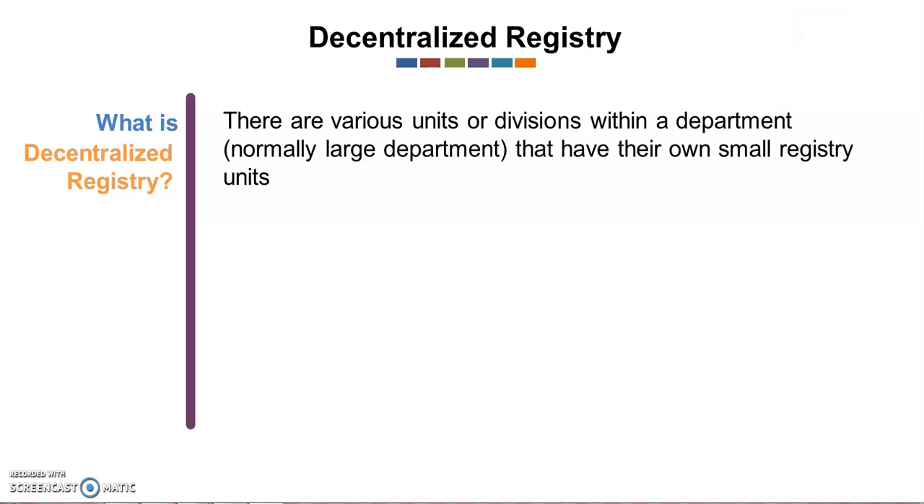Even within one department, they do not only have one registry, but also various registries inside the one department. Why? Because of the large size. However, back to the first point, it will depend on the needs of the organization, especially regarding the size and the volume of records they need to handle.